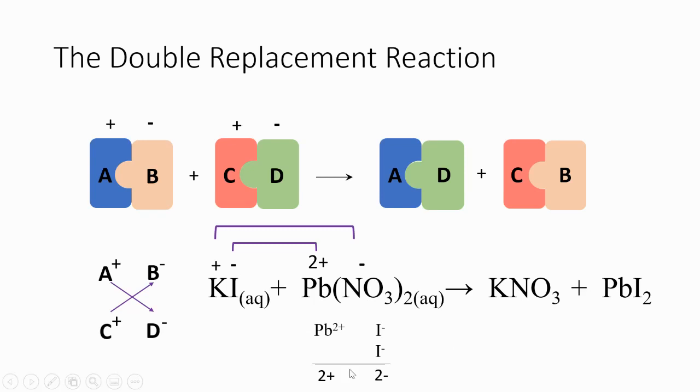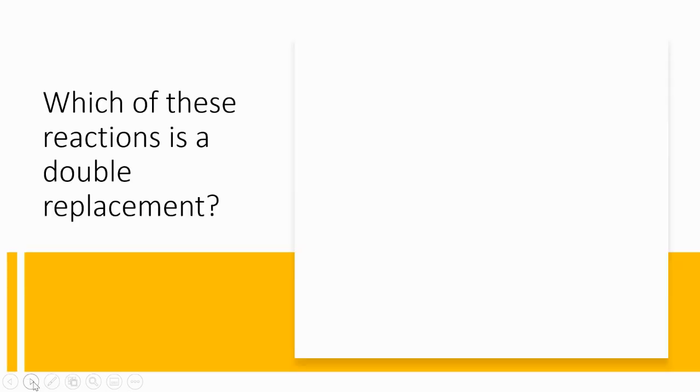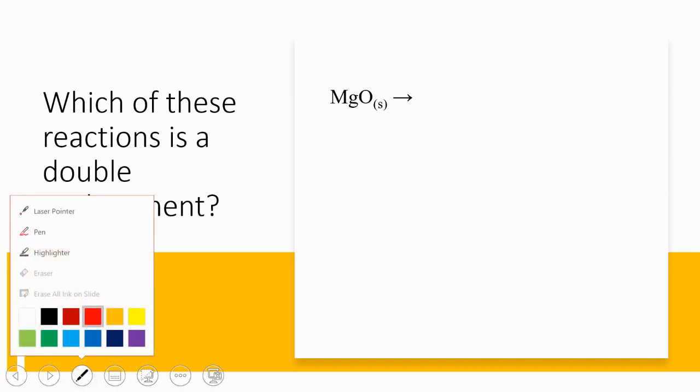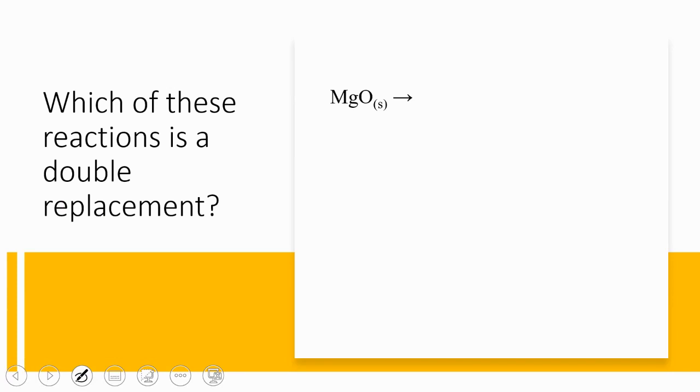Okay, so let's see now if we can determine, based on that general form, which of the following examples that I'm going to give you now are double replacement reactions. So let's take a look at the first one. The first one has the reactant magnesium oxide. So can this be a double replacement reaction? And the answer is no, right? I have to have two ionic compounds in order to make the switch, in order to be a double replacement reaction.